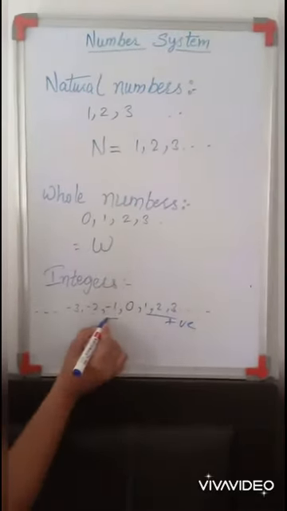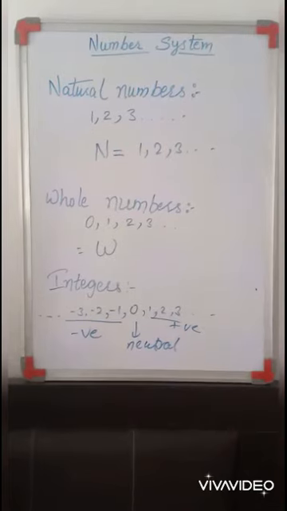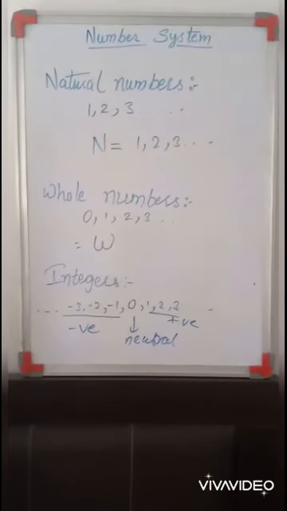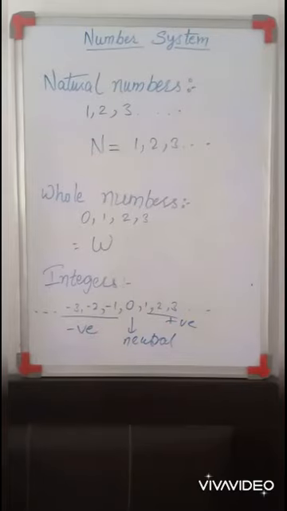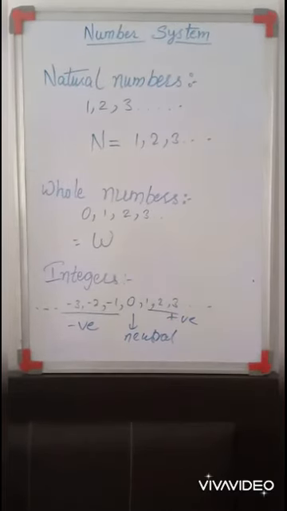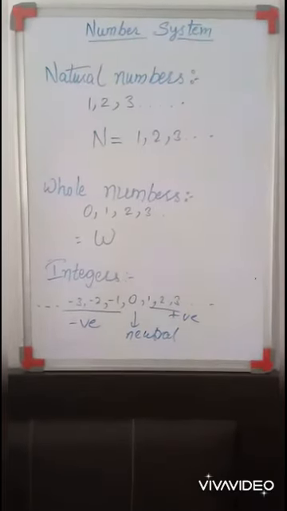So what about 0? 0 is a neutral number. It is neither positive nor negative. Why? Because there is no effect on the result when 0 is added to or subtracted from a number. So these are your numbers: natural numbers are the counting numbers 1, 2, 3 and so on, whole numbers include 0 itself, and integers include the negative numbers, 0 as well as the positive numbers.